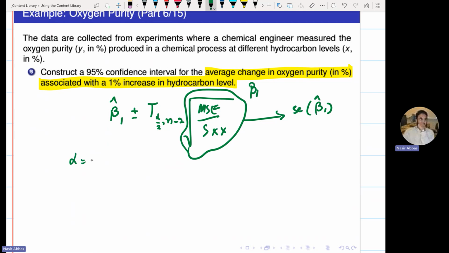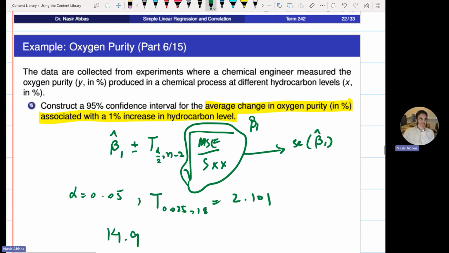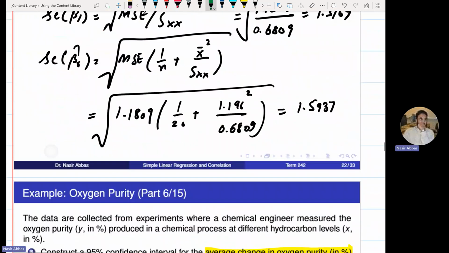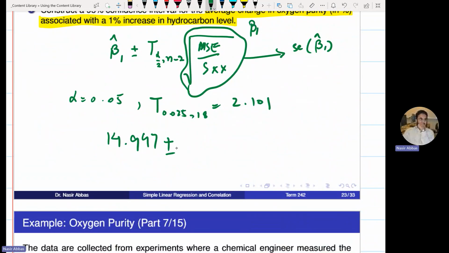For alpha equals 0.05, again, you will divide alpha by 2 and look for the degree of freedom. This T value comes out to be 2.101. So you will plug everything inside the formula. Beta 1 hat you computed in part 3. Beta 1 hat was 14.947, plus minus 2.101 times the standard error of beta 1 hat.